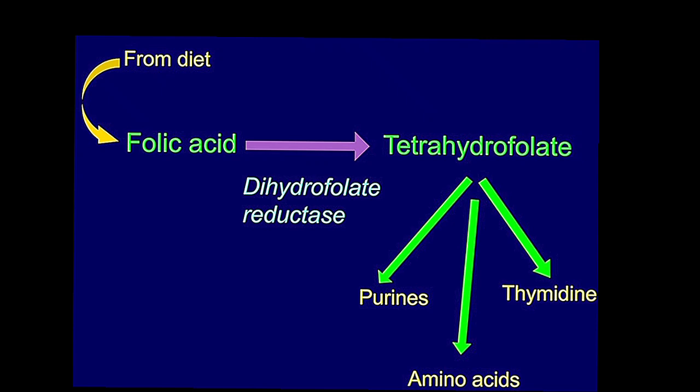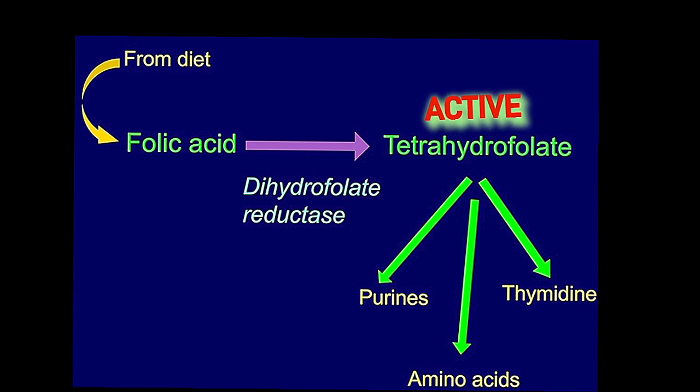It's a vitamin. That means we cannot make it. So we get folic acid from the diet. We have one enzyme that will convert it to the active form. And the active form of folic acid is called tetrahydrofolate. Again, you don't need to memorize the structure or anything, but that's the biologically active form called THF.